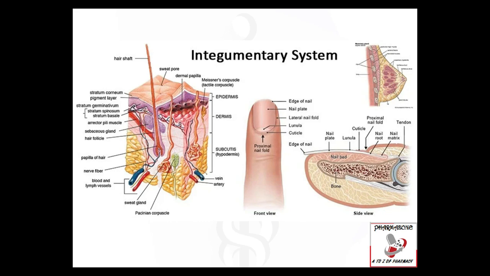The skin is the body's first defense against pathogens, and it also helps to regulate body temperature and eliminate wastes in sweat. As you can see, skin consists of three layers: epidermis, dermis, and hypodermis. It also consists of sweat glands, hair, arteries, and veins, which we'll learn in detail in our further classes.